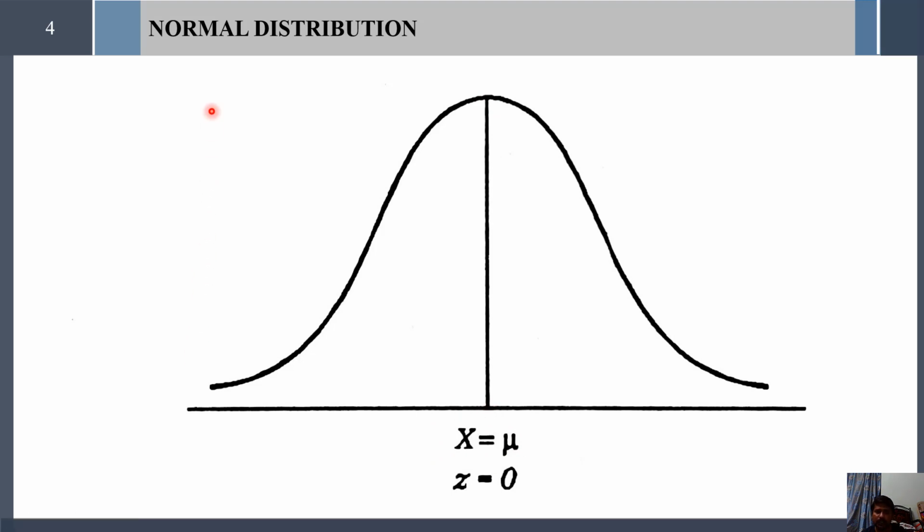Since the normal curve is a probability curve, the total area of the normal curve is always 1. And x equal to mu bisects this entire area, so the right hand side is 0.5 and the left hand side is 0.5.